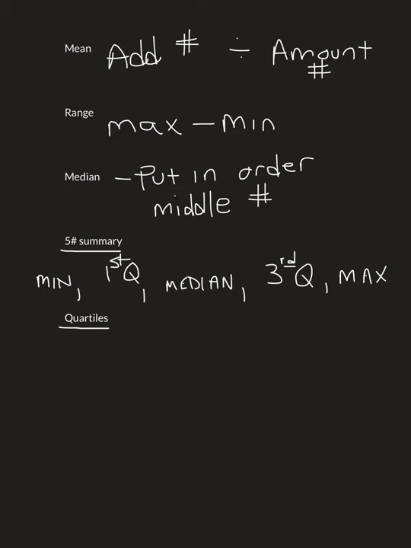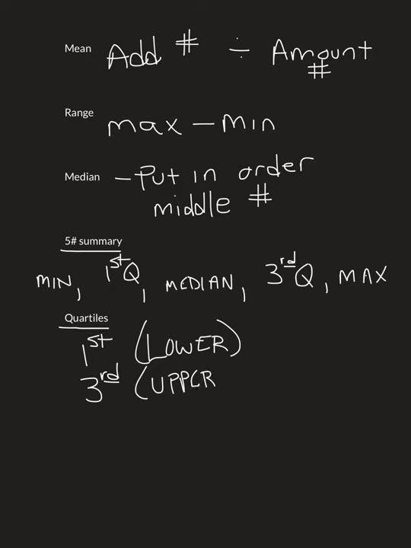So the question is, what is a quartile? Well, our first quartile, also known as our lower quartile, is basically the median of the lower half of the list. So if you were to cut the list in half, that would be the median of the lower half, with the third quartile or the upper quartile being the median of the upper half. So let's look at examples of what this is.